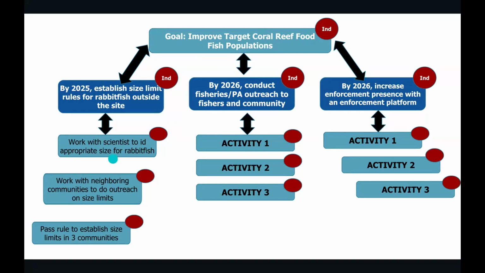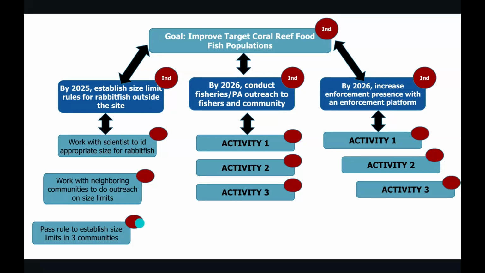So I just built out one of these to show you actions, but in this first example of an objective for establishing size limits, our first action might be, we have to work with a scientist to identify appropriate size. Then we're going to work with neighboring communities to do outreach on the size limits. And then we're going to try and pass the rules to establish size limits in 3 communities. So these are really kind of quick actions that I wrote down. You might need more than that, but it just gives you an example of how your actions are the things you have to do to achieve that objective.